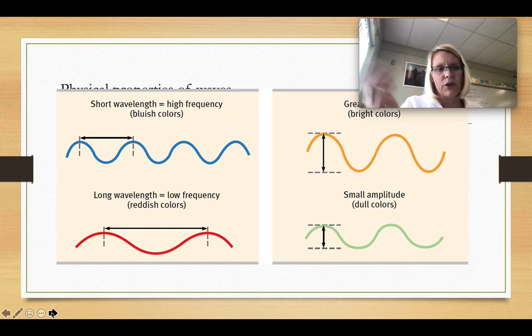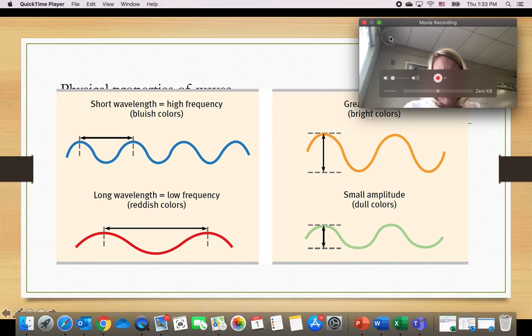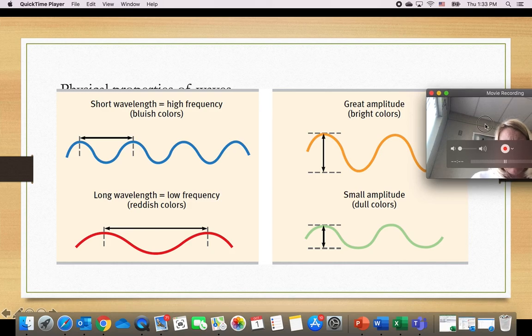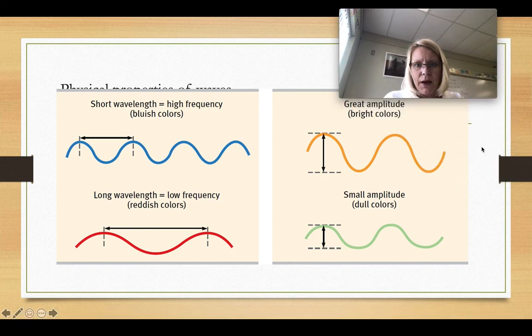So look at this. Perfect. Physical properties of waves. If we have a short wavelength, that means it's high frequency. If we have a long wavelength, that means it's low frequency. Look at the distance between those two peaks in the wavelength, look at the difference between those two. If I move this up a little bit, think about that amplitude, and the amplitude is from here to here. Great amplitude means bright colors, small amplitude means dull colors.